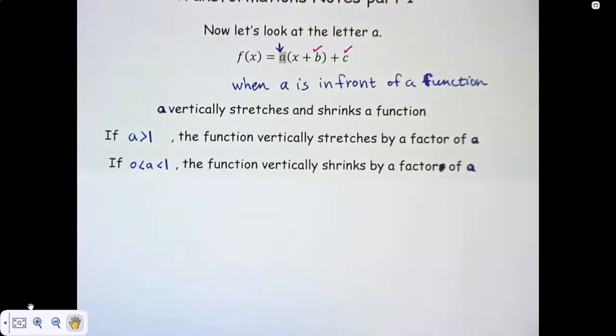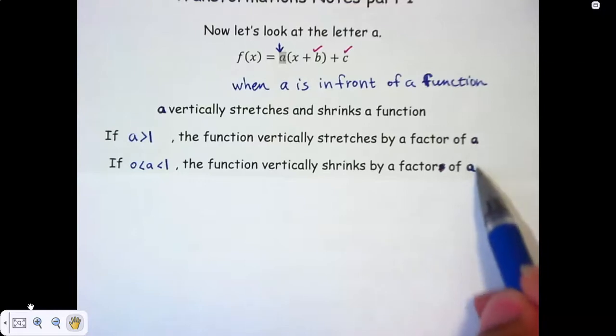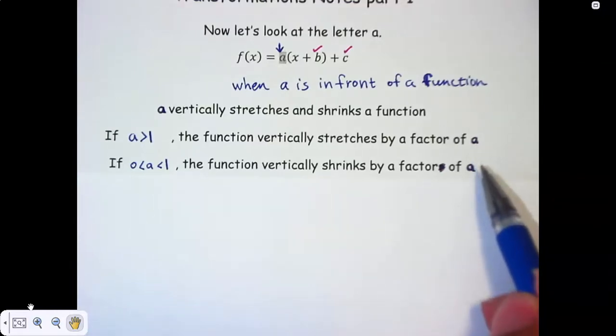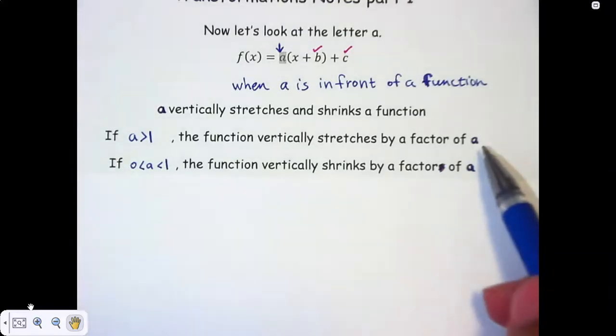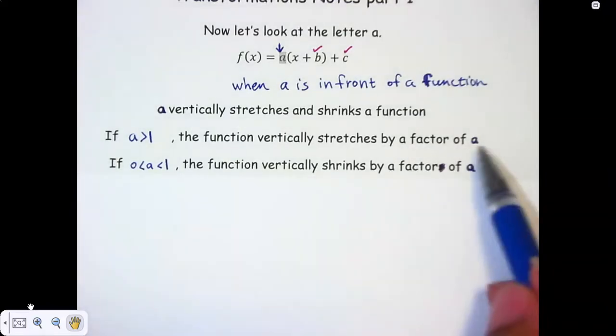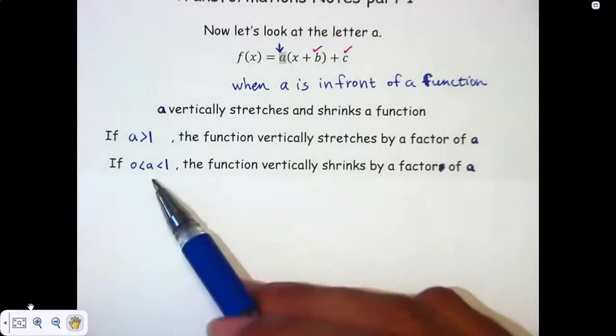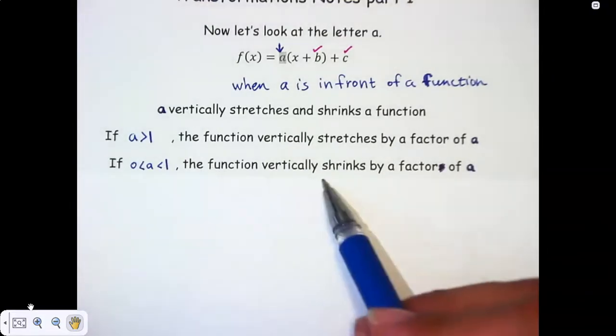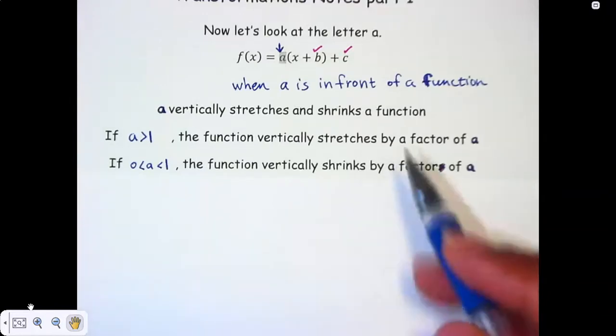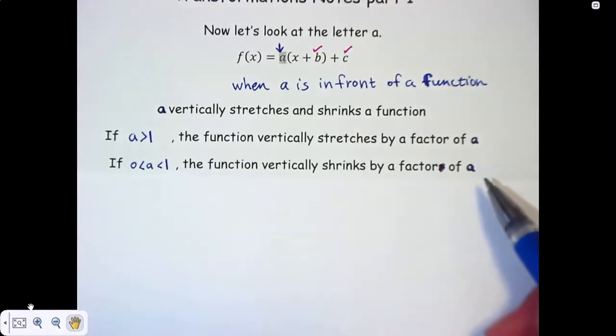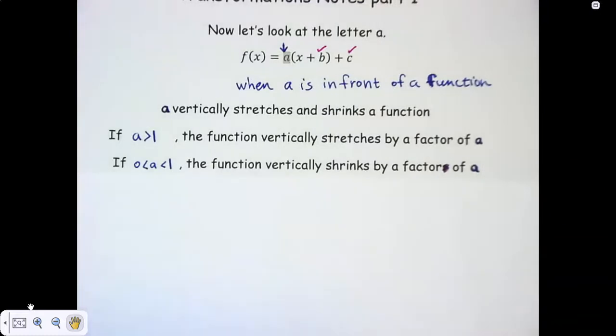Now, with vertical shrinks and vertical stretches and the factor portion here, it's going to be important that you pay attention to which one to do. So if it's this one, you just write A. Like if A was 5, you would say it vertically stretches by a factor of 5. If it was 1/2, you would say a vertical shrink by a factor of 1/2. So that one's easy. You just look at it and tell me what it is.